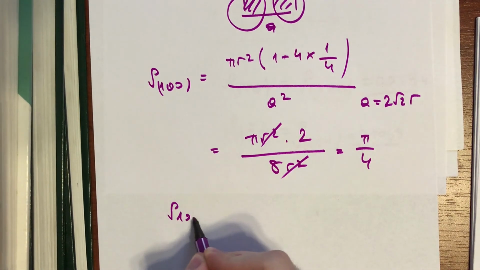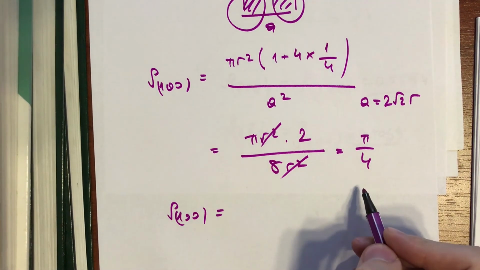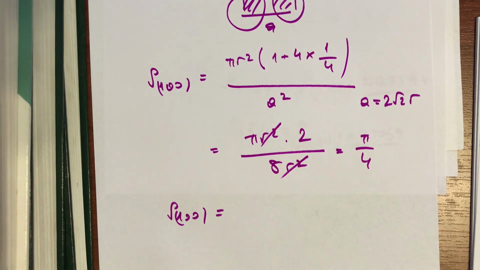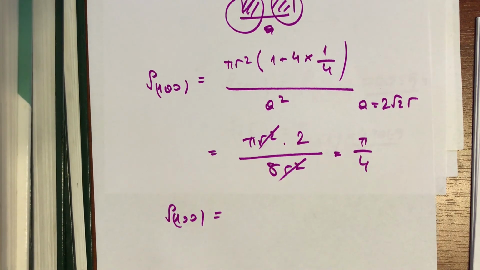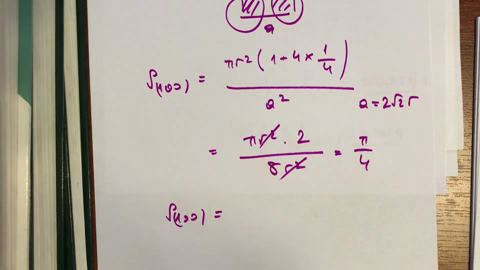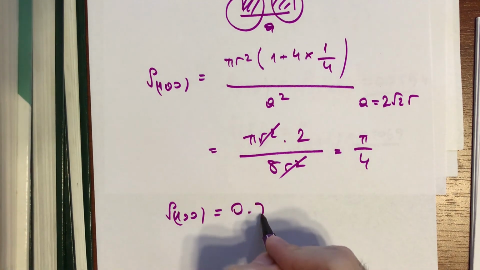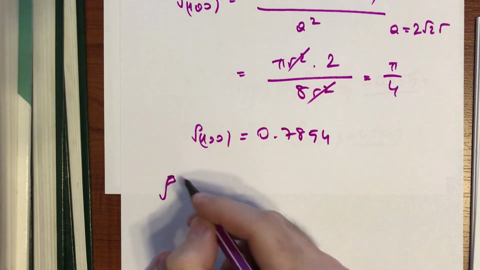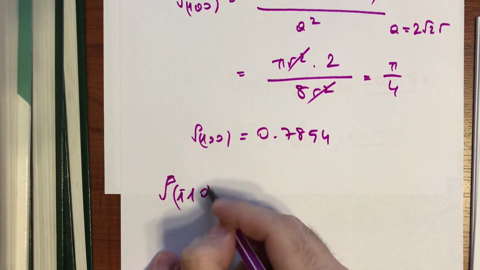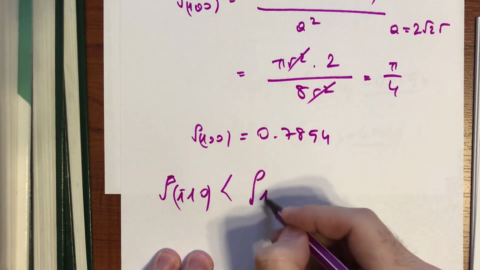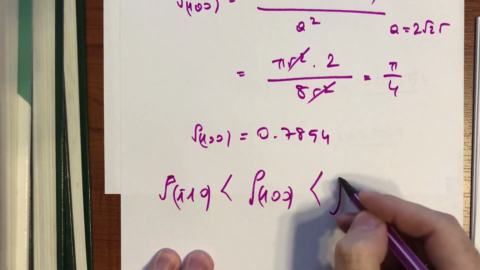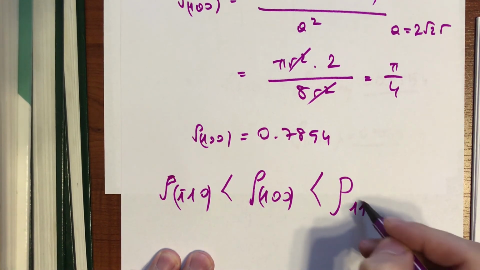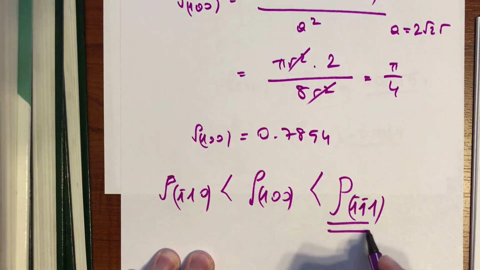simplify this to get pi over 4. Then rho 100 is going to be pi over 4, and that turns out to be 0.7854. So this plane is the least densely packed. Then it's going to be this plane. Then it's going to be this plane. This is the most densely packed plane.